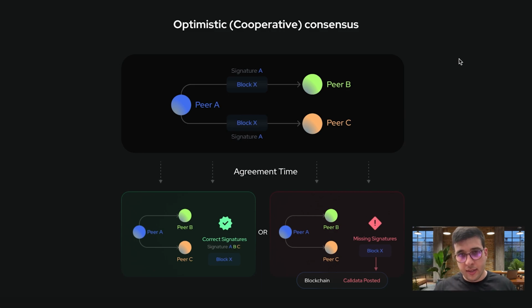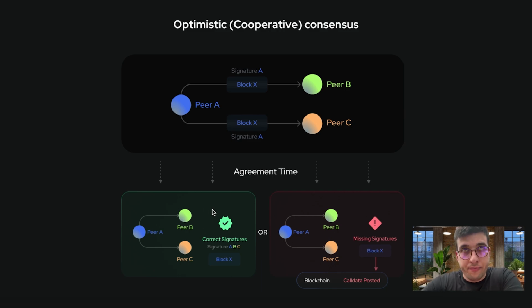So let's take a look at an example. Let's say it's peer A's turn to produce a block. It produces block X and signs it, and it gossips everything to other peers, peer B and peer C. Within some agreement time, which is a parameter defined for every application within the SDK, peer A expects to receive all of the signatures confirming its block, and if that happens, yay, the optimistic consensus worked, and we just continue. Everybody cooperated, and we just continue building peer-to-peer.